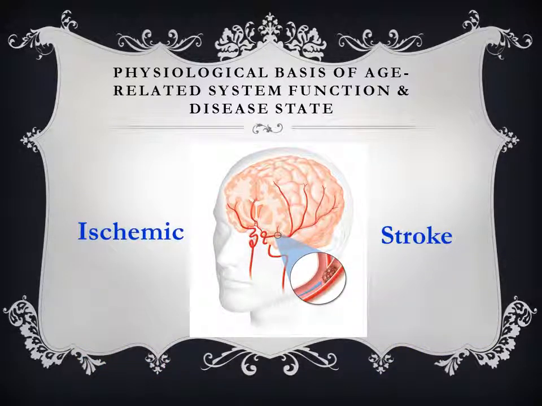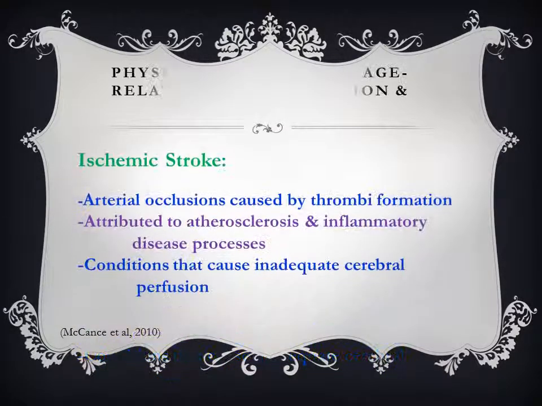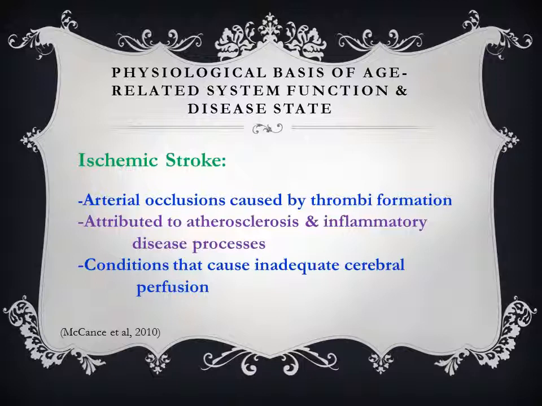Now let's delve a little more into ischemic stroke, also known as embolic or thrombotic stroke. An ischemic stroke arises from arterial occlusions caused by thrombi formation in the arteries supplying the brain or the intracranial vessels, most frequently attributed to atherosclerosis and inflammatory disease processes that damage arterial walls.